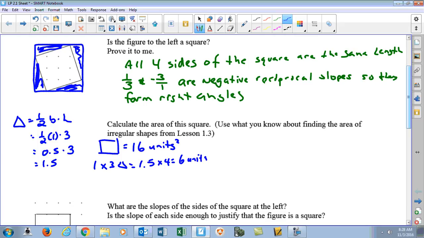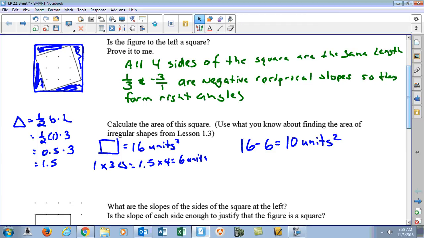So to find the area of the square, what are we going to do? Yeah, take 16 minus 6, which is 10. So 10 square units is the area of that tilted square. So it's kind of like the same philosophy we did with the irregular shapes, right? Except we don't have to deal with half triangles. A square is a much easier shape to deal with than some of those figures that we did in 1.3, right?